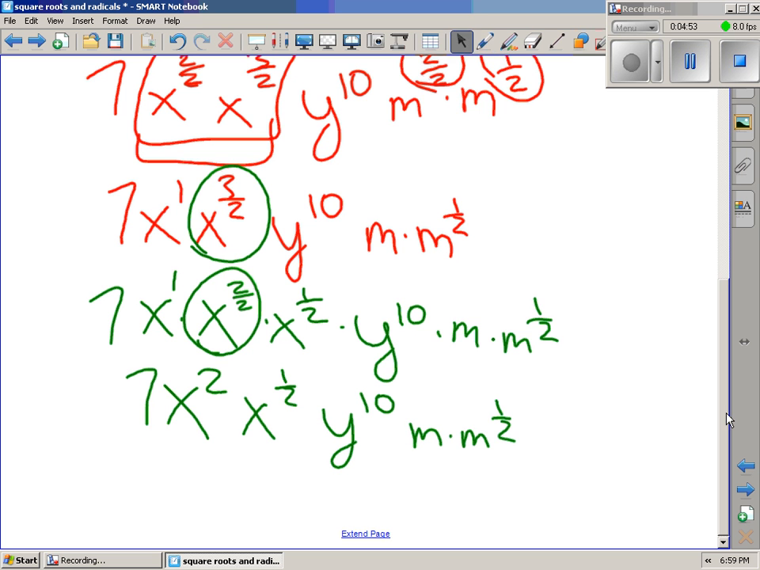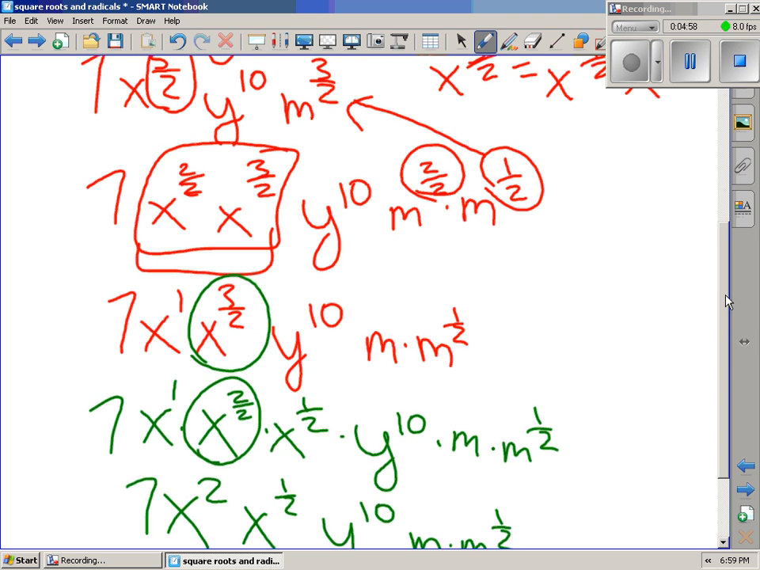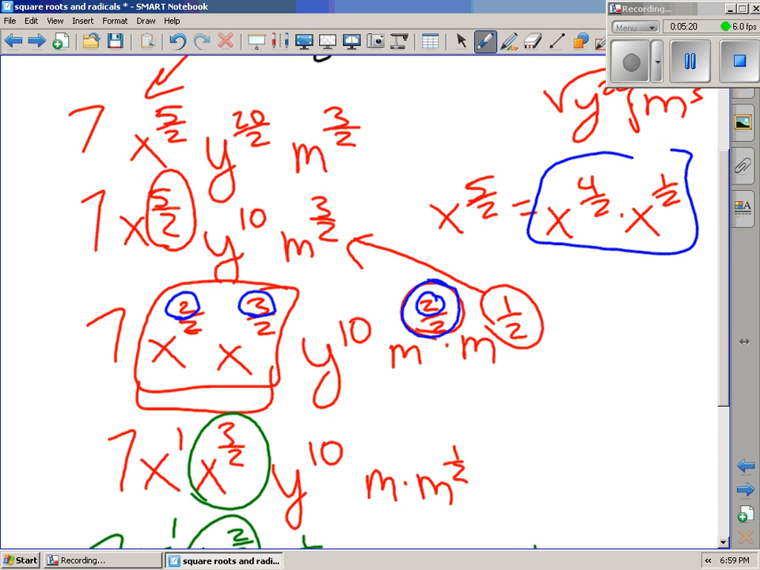I want to contrast the 2 different processes I used. Over here, look at this. I realize that 2 over 2, 2 is a multiple of 2. It's the largest multiple that I can get out of 3. And then I have left over 1/2. Over here, I took out one multiple of 2, but technically I could have pulled out two multiples of 2. For example, like I have up here, I could have pulled out a 4. So I could have said right away that I had x squared and x to the 1/2.